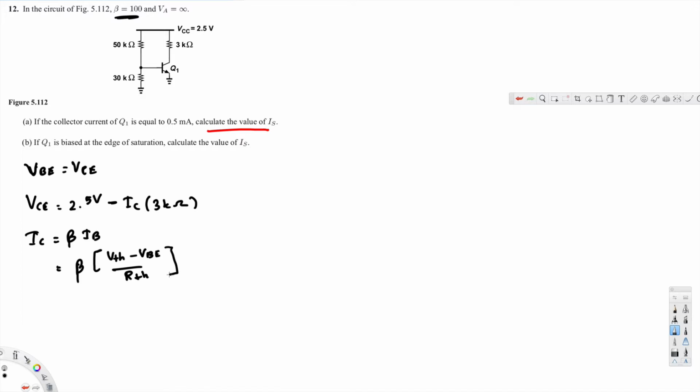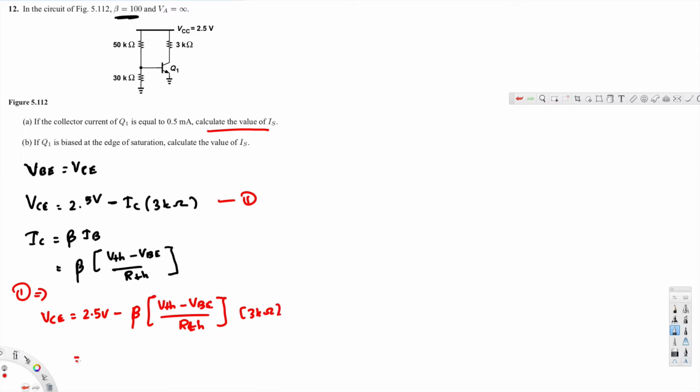If we plug this into the equation, instead of IC we use this term. So the equation becomes VCE is equal to 2.5 volts minus beta times Vthevenin minus VBE divided by R Thevenin, multiplied by 3 kilo ohm. Now let's go ahead and plug in all the values. 2.5 volts minus, instead of beta we plug 100, and instead of Vthevenin we plug 937.5 millivolts minus VBE, divided by 18.75 kilo ohm. These are the values we calculated previously, so I directly put them right here.